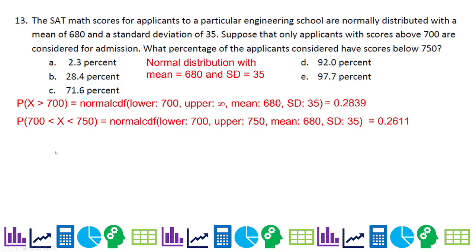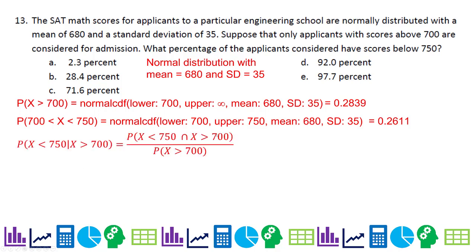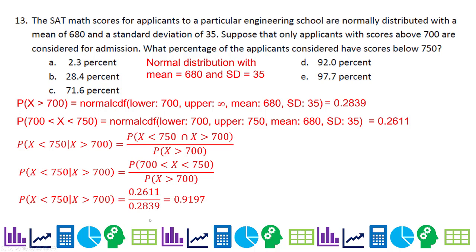Probability of A given B equals probability of A and B over the probability of B. So the probability of A and B is the probability that it's less than 750 and greater than 700. I can actually reword that so that it says, oh, that means it's between 700 and 750, right? That's the value there. And so what's the probability over the probability that it's greater than 700, that they're an applicant who's considered? We know these values now, so we just go ahead and put them in.